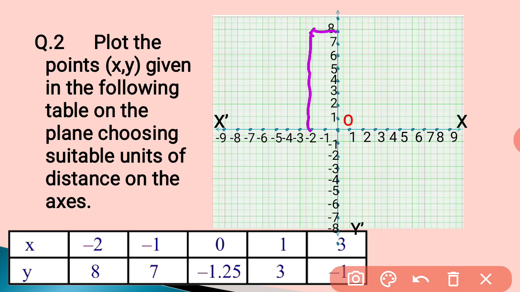Next, we move to the next sub-question, that is -1, 7. So -1 from the x-axis up to 7 on the y-axis. So here we go. And this is the point of intersection. This point is -1, 7.